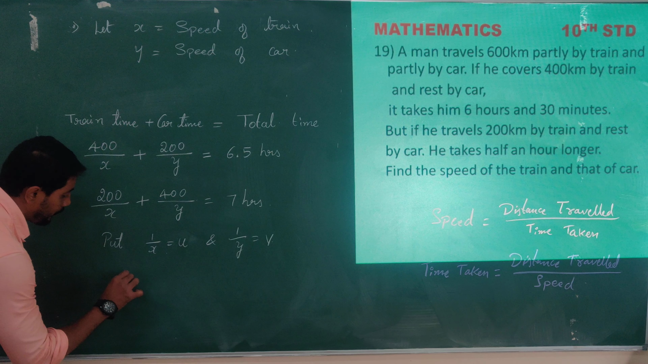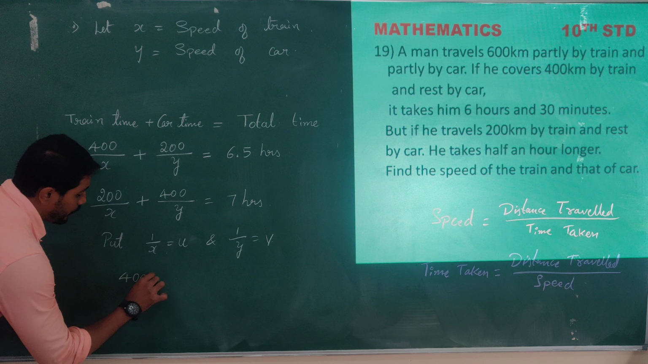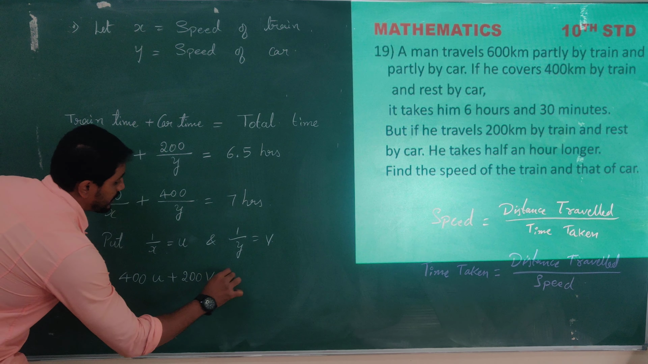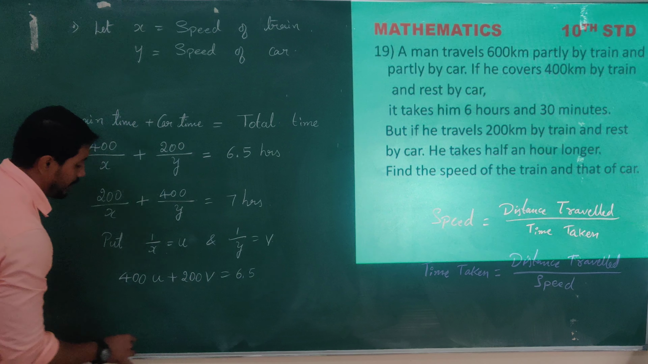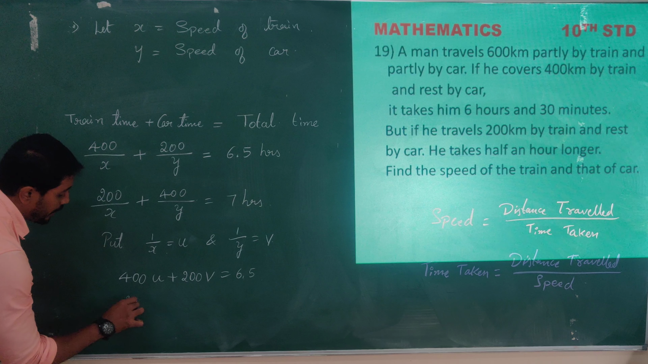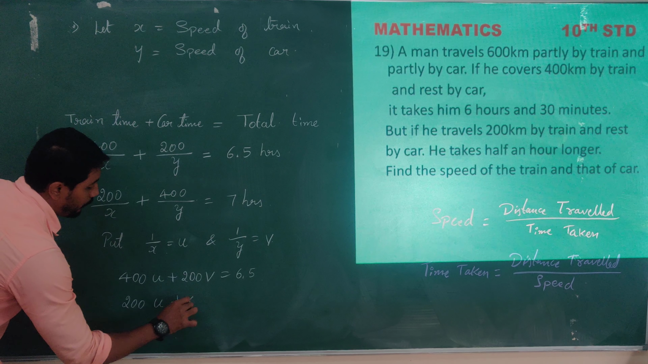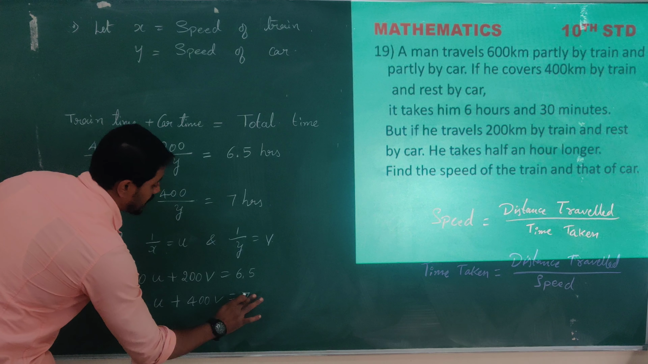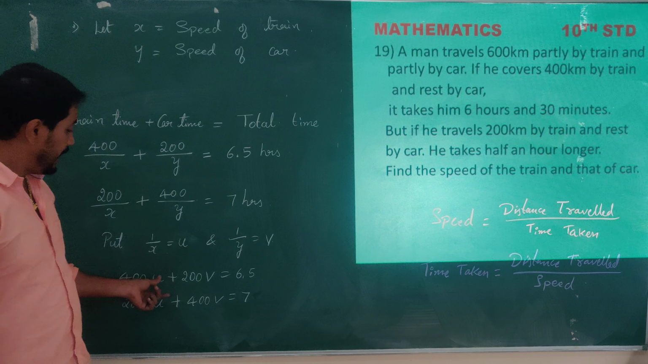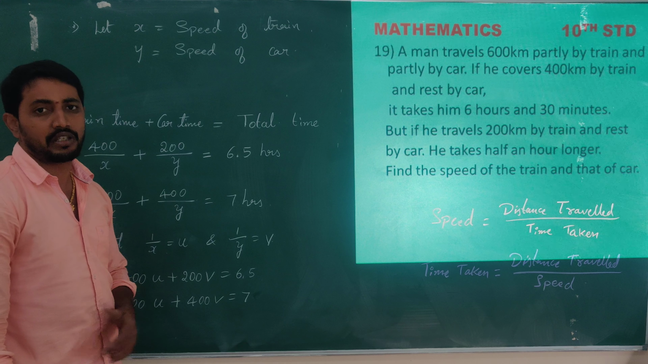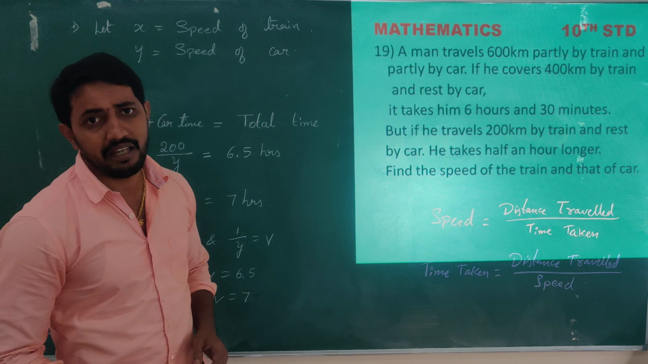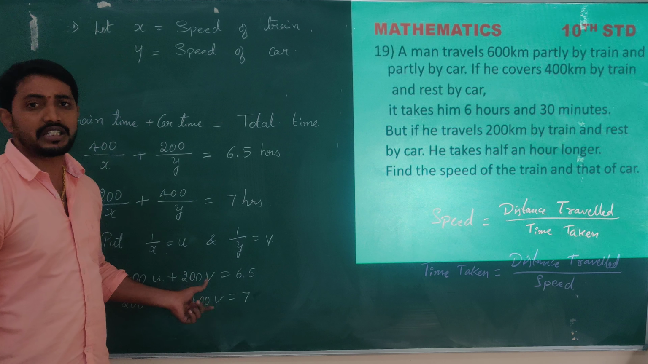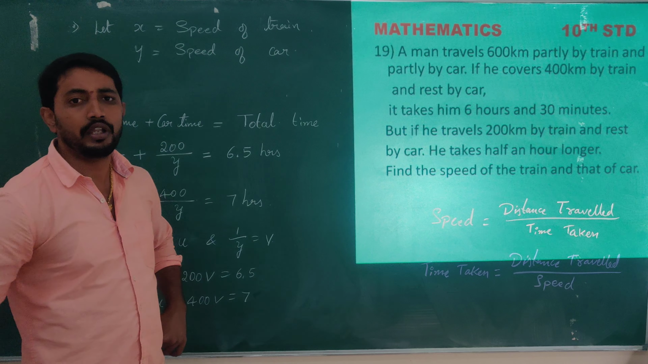That is nothing but 400u plus 200v, which is equal to 6.5 hours. Next one, 200u plus 400v, which is equal to 7 hours. That means these are linear equations in two variables. For the meantime, u and v act as the variables. Is that clear? Now we need to solve these two equations to obtain the values of u and v.